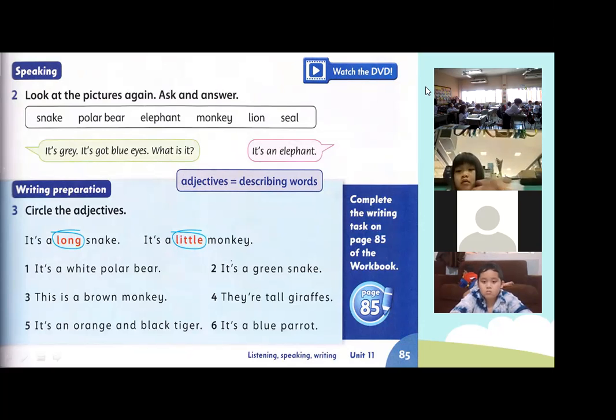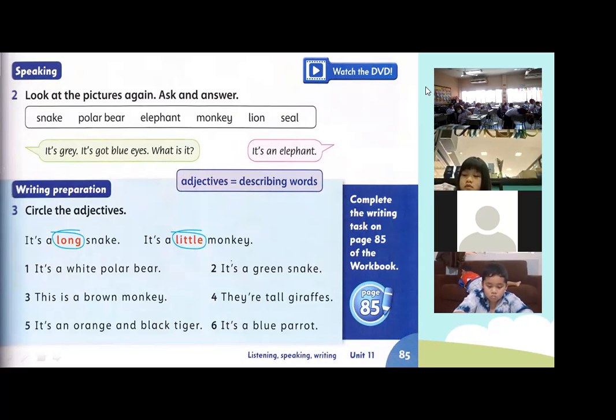And so Nawa is tall. Tall tells us Nawa is tall, short tells us Katana is short. Thank you, Nawa. Let's have a look. Number three. It is a long snake. Long snake. Adjective: long. It is a little monkey. Little. Okay. So adjectives can be big, small, and colors. White, brown, green, orange, yellow. For example, what color are my shoes? Blue. So blue shoes. Blue is an adjective. So let's have a look at number one.